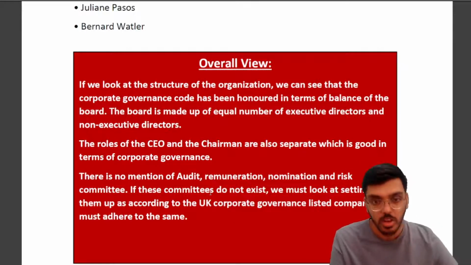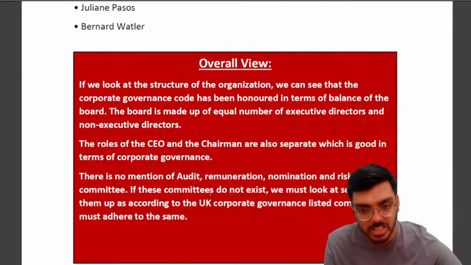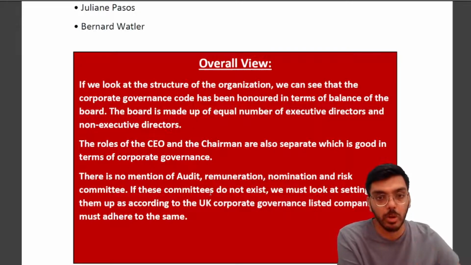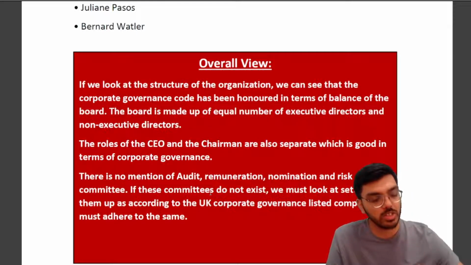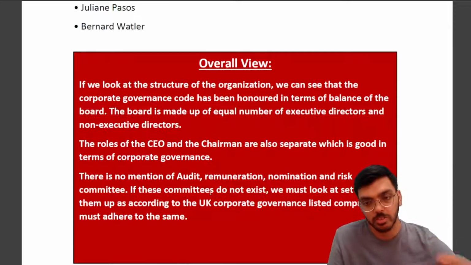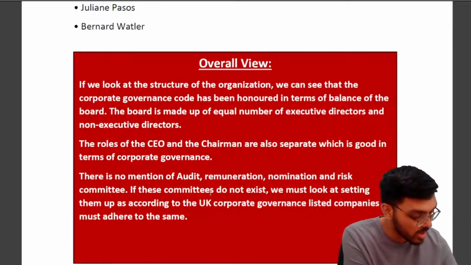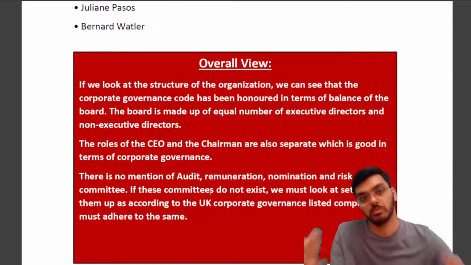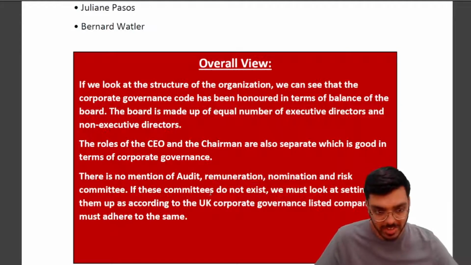Fine. Why are we doing this? Because a listed organization has to meet certain corporate governance rules and roles. The first rule is that you should have an equal number of executives and non-executives. That is met. The second rule is that the CEO and the chairman should be two different people. That is also fulfilled by my organization.